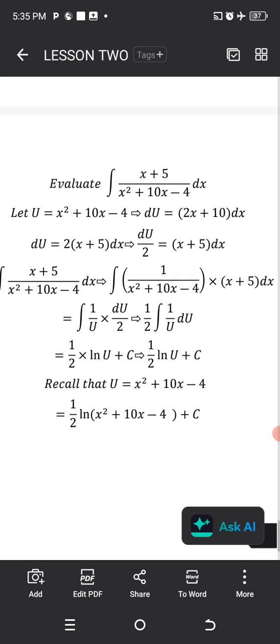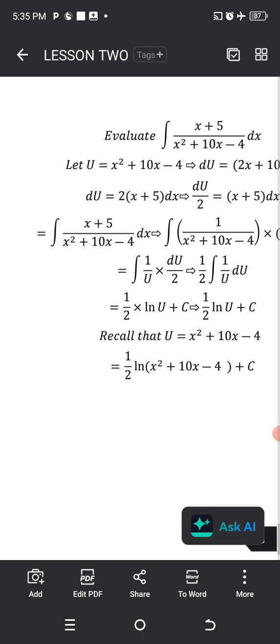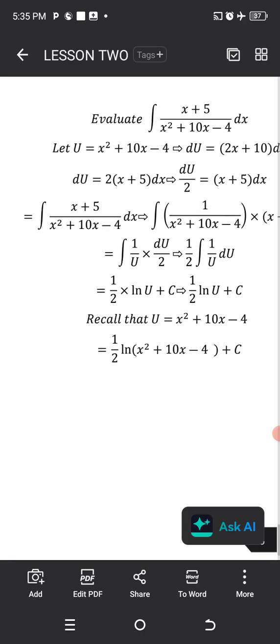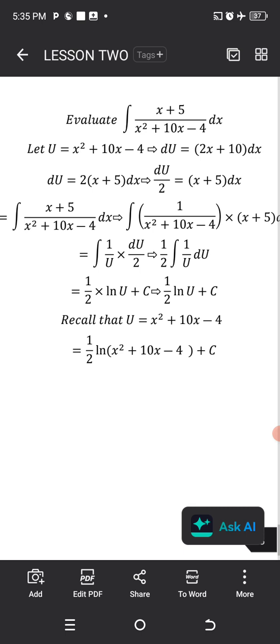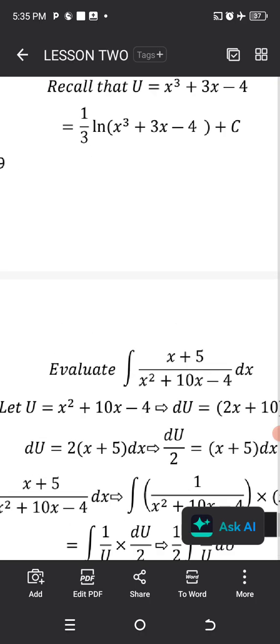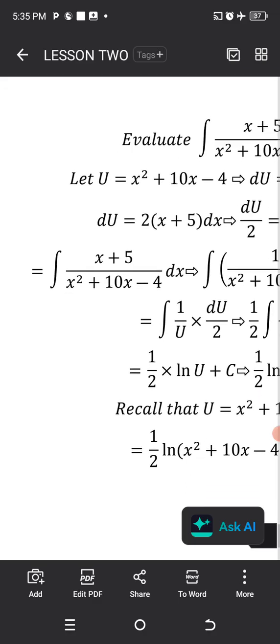So we apply differentiation and simplify. You can see that we are deriving du equals 2s plus 10 dx. We bring out 2, we can factorize out 2. That is why we have 2 into parentheses s plus 5 dx. So making s plus 5 dx the subject of the formula, which is equal to du over 2.